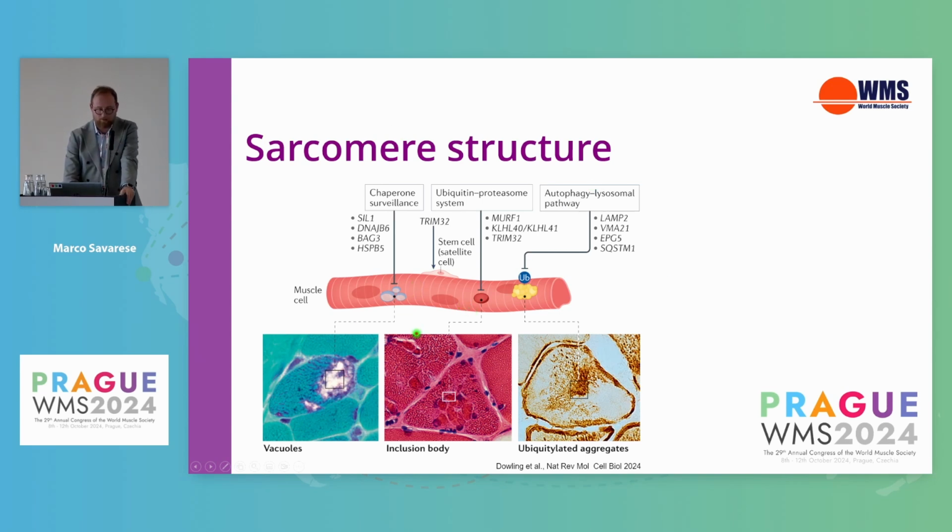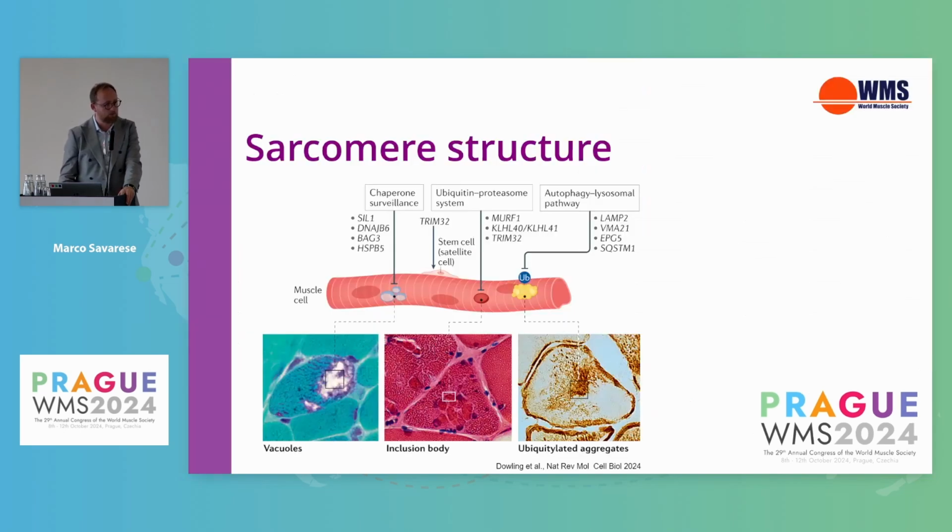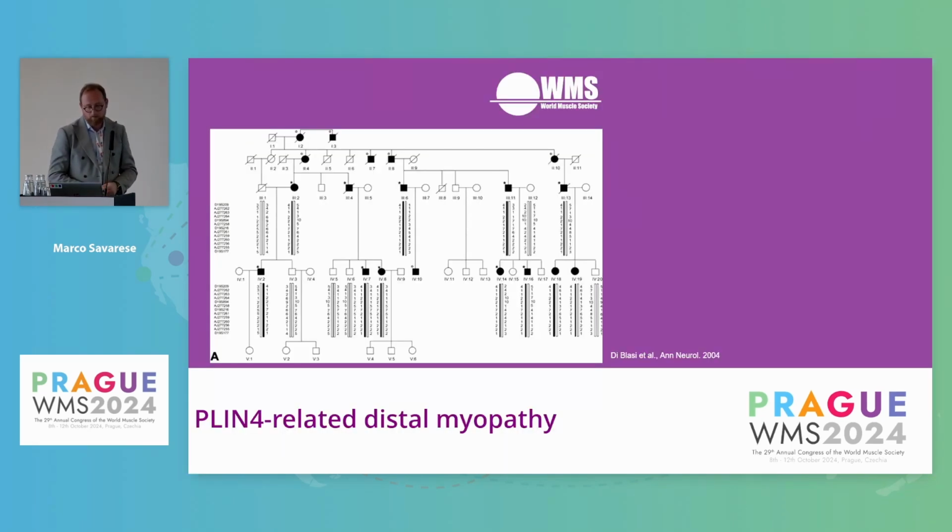Because we see inclusion body myopathies, and we would think that DNAJB2 is again another example of proteins and genes related to three functions that are essential in the muscle, which are the chaperone surveillance, the proteasome system, and the autophagy. So this is another gene somehow showing the importance for our disorders, not only of structural proteins, but also of functional proteins, or chaperones in this case.